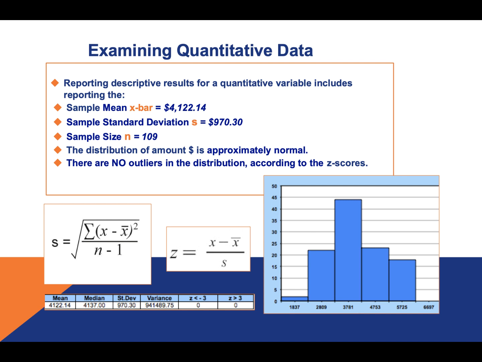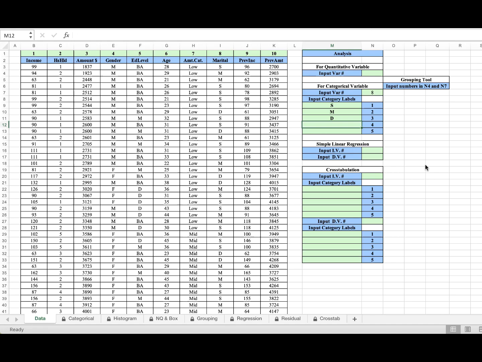So completing our analysis of the amount charged variable, remember we're looking for shape, center, and spread. Our sample mean amount charged, $4,122.14. Our standard deviation S, 970 dollars and 30 cents, for our sample size of n equals 109. The distribution of amount charged is approximately normal, and according to the z-scores, there are no outliers.